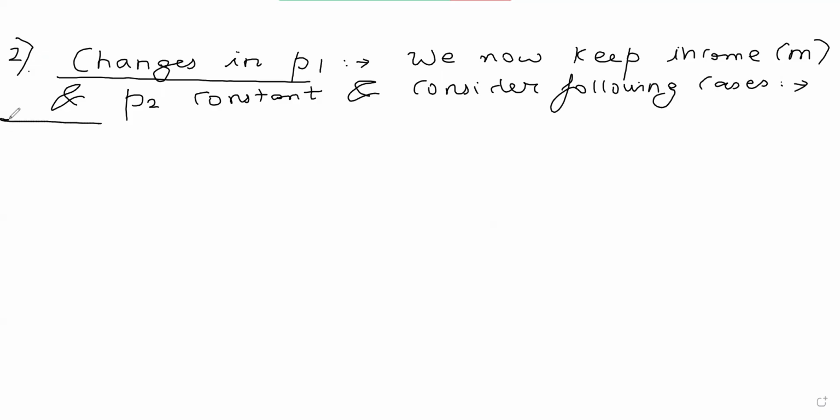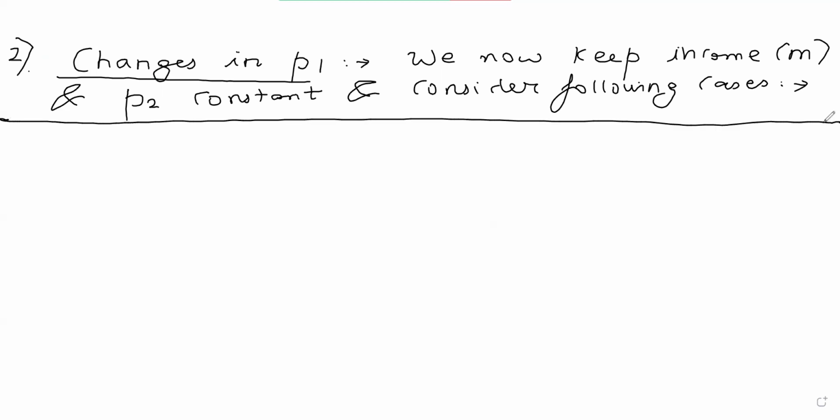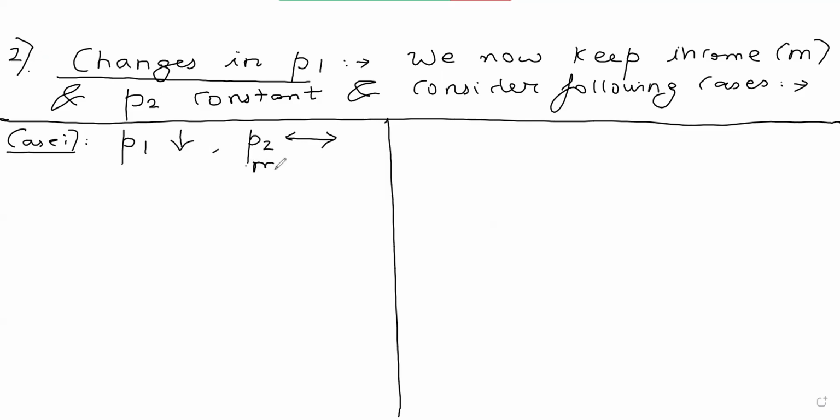Again, I'm drawing a tabular kind of representation. This is case 1 here. Price of good one falls. P2 is constant. Income is also constant. So price of good one falls. I can write it here: price of good one falls.